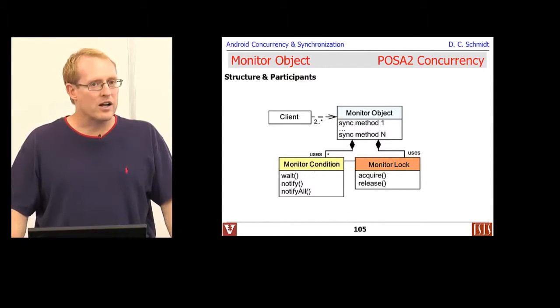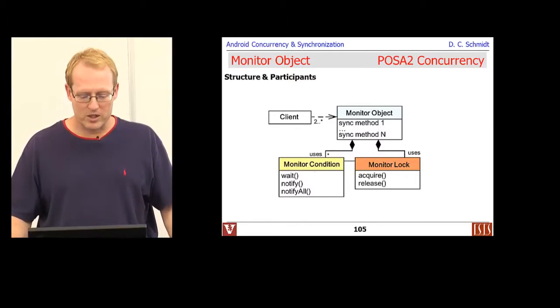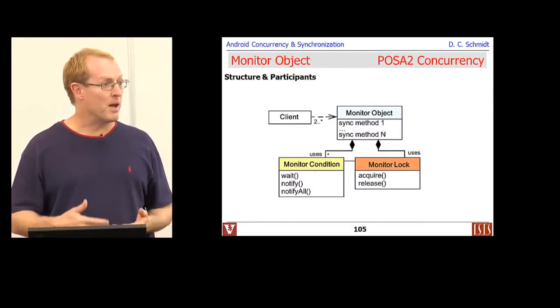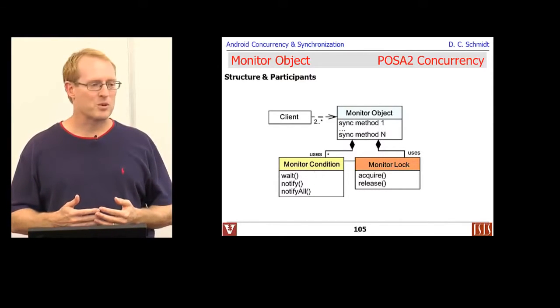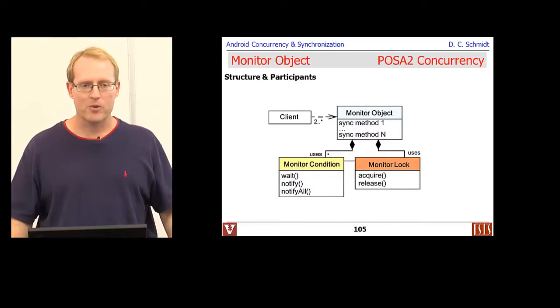So here are essentially the key structure and participants in the monitor object pattern, and we're going to talk about them. It's fairly straightforward. It maps very nicely back to the examples we looked at, and in fact, I'll map this back to the synchronized queue use case that we were talking about earlier.